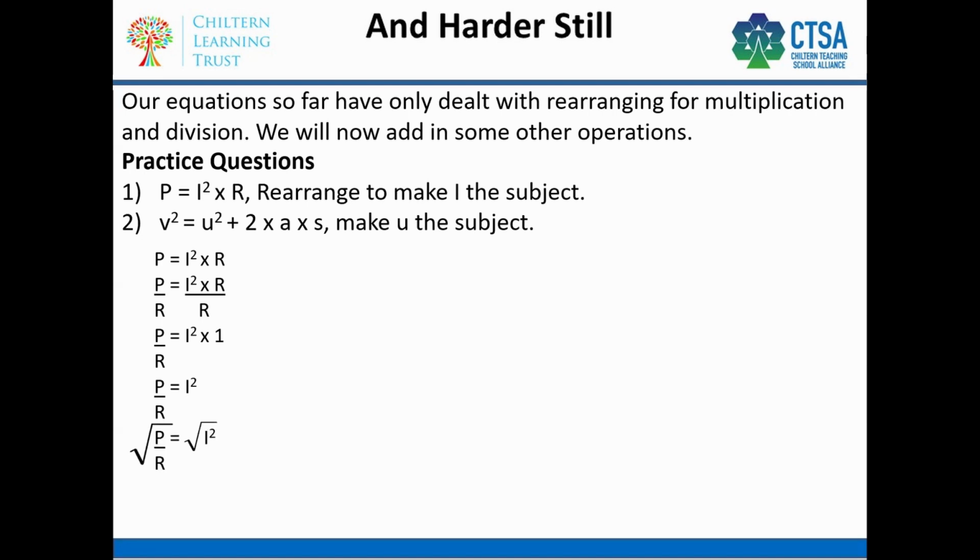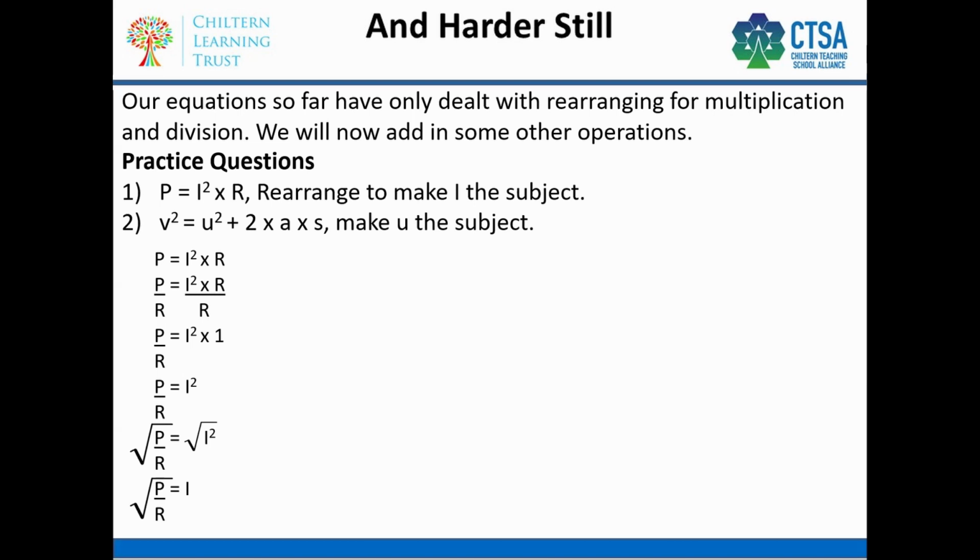So we end up with the square root of P divided by r is equal to the square root of I squared. The square root of I squared simplifies to just be I. So we end up with the square root of P divided by r is equal to I. And now you can see we've successfully rearranged the equation for I by working our way backwards through BIDMAS.